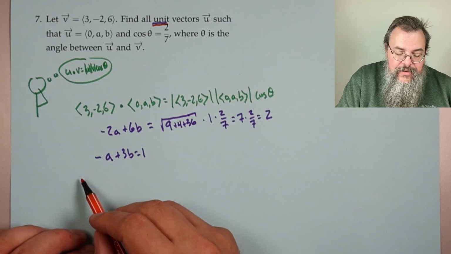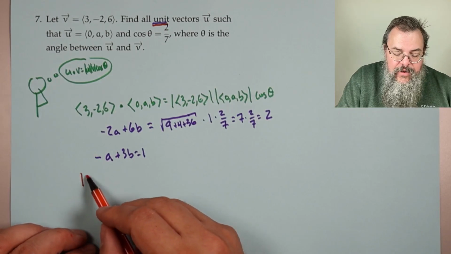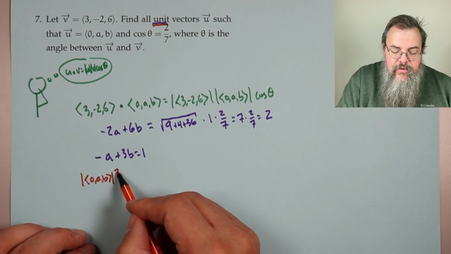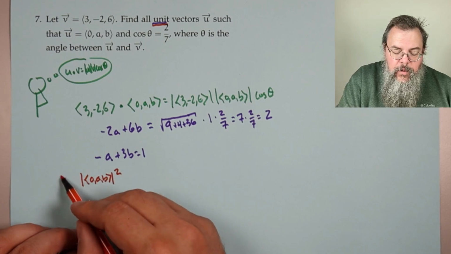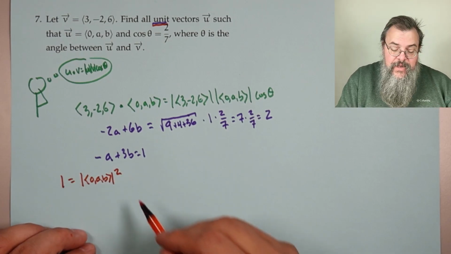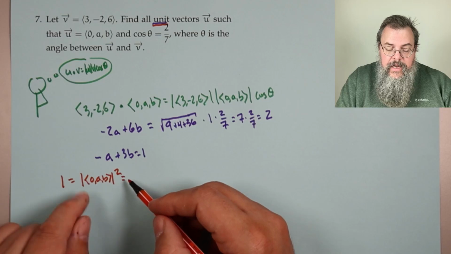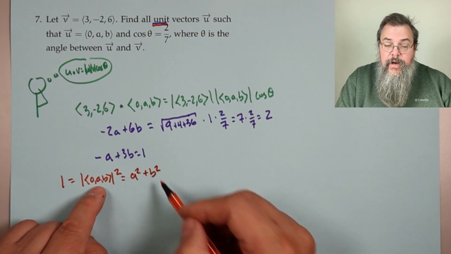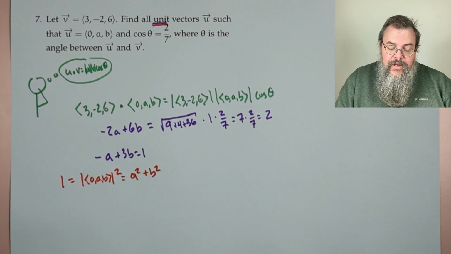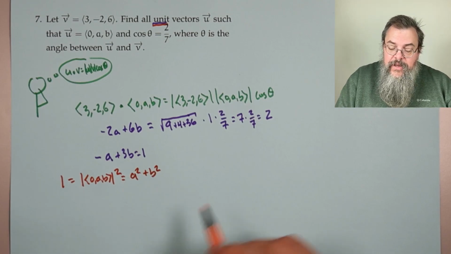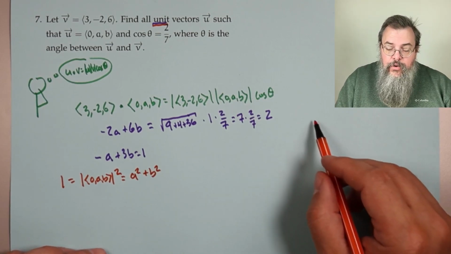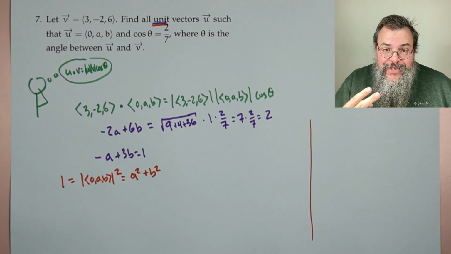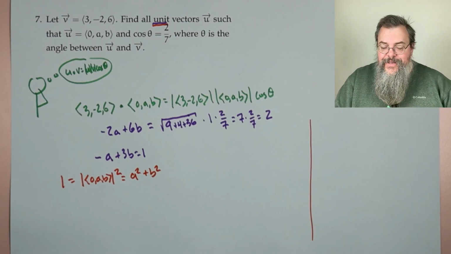So we can say, oh, the magnitude of 0AB, in a particular magnitude squared, that better be 1 because it's a unit vector. Well, if you work it out, that's 0 squared, A squared, and B squared. So that's our second relationship. So now we're like, cool. We have 2 equations, 2 unknowns.